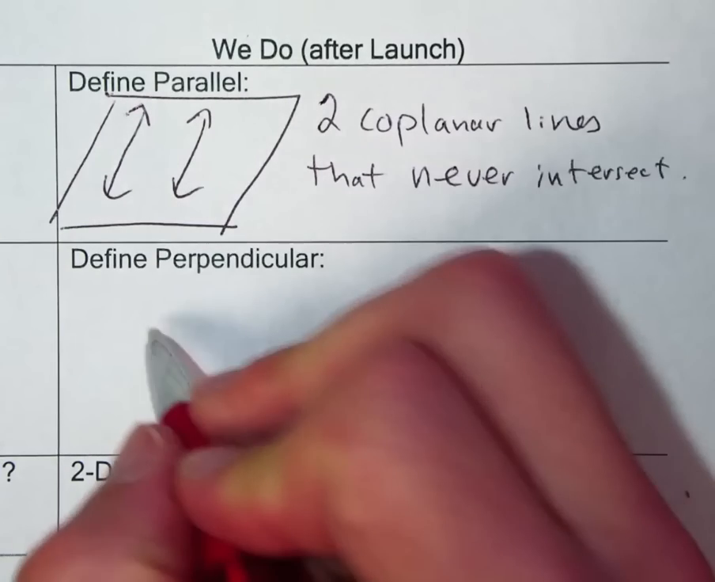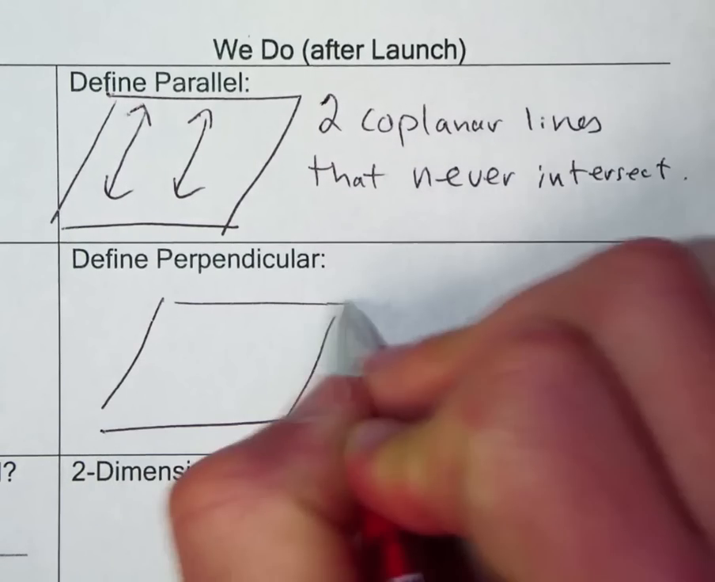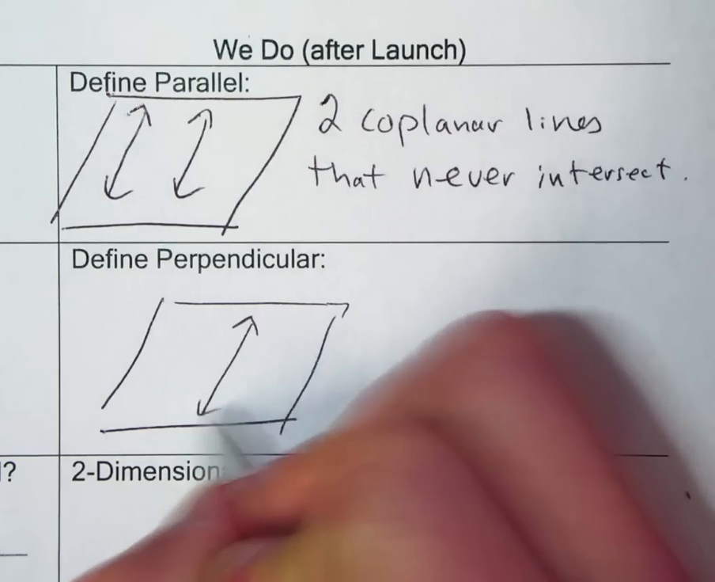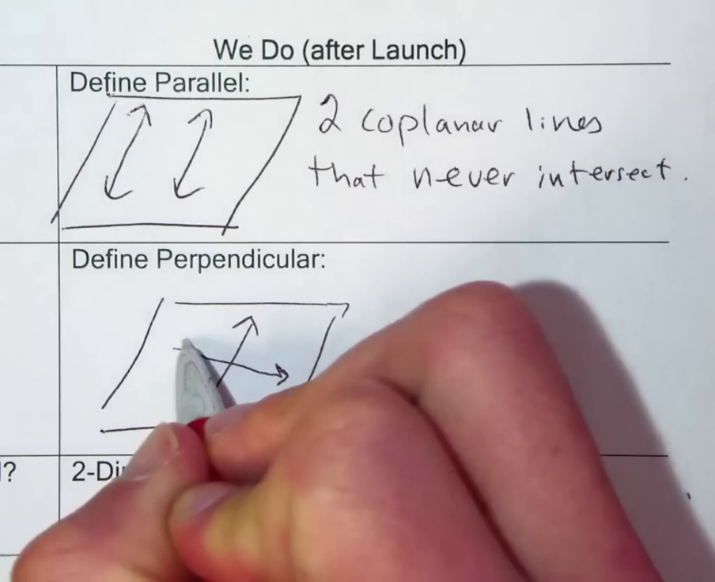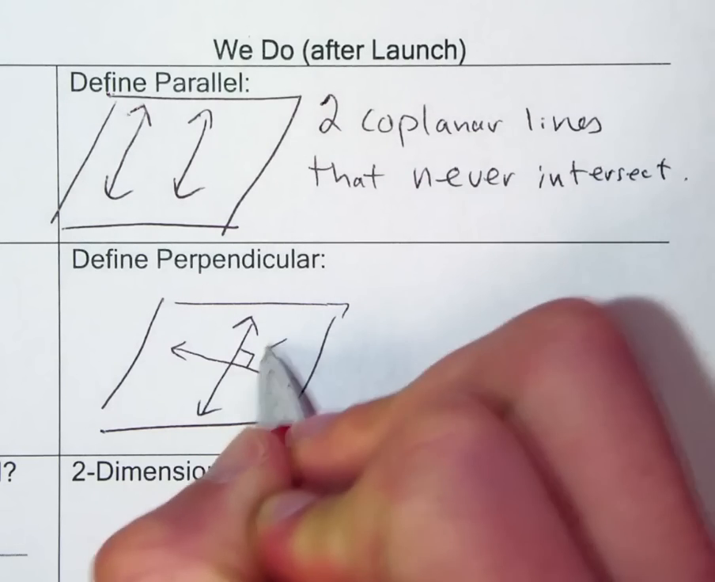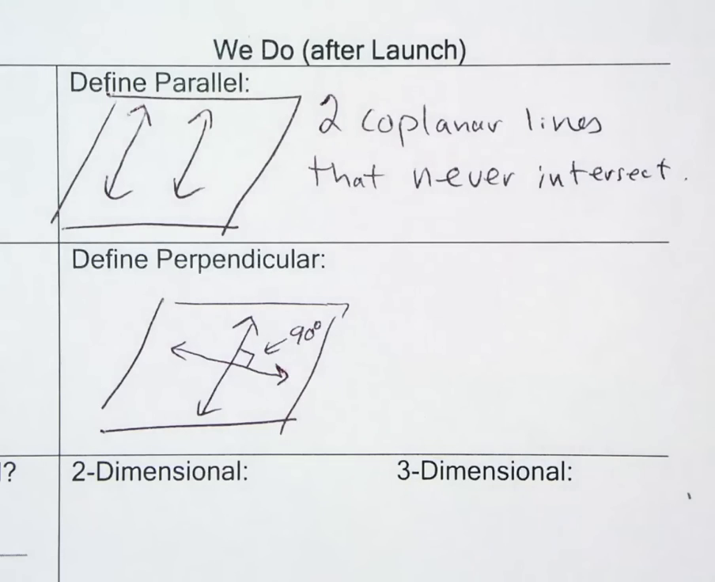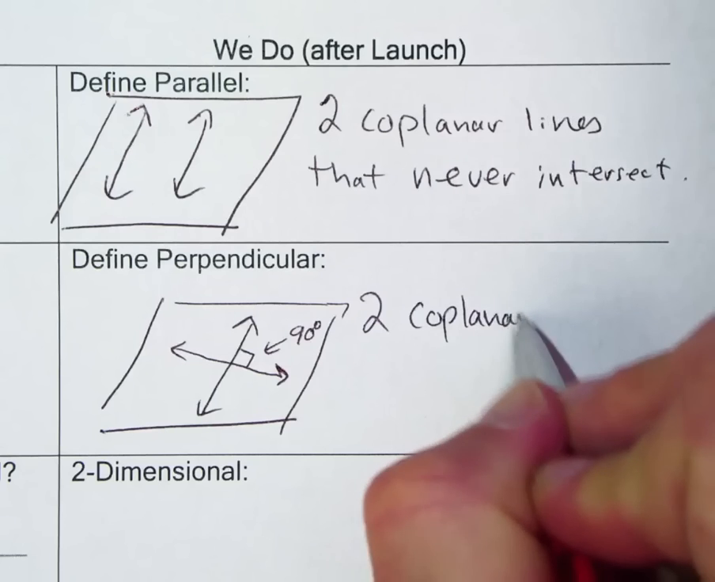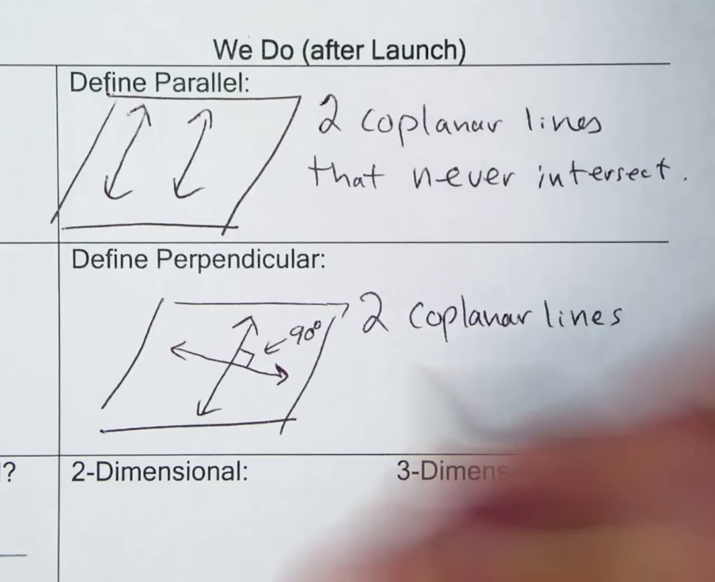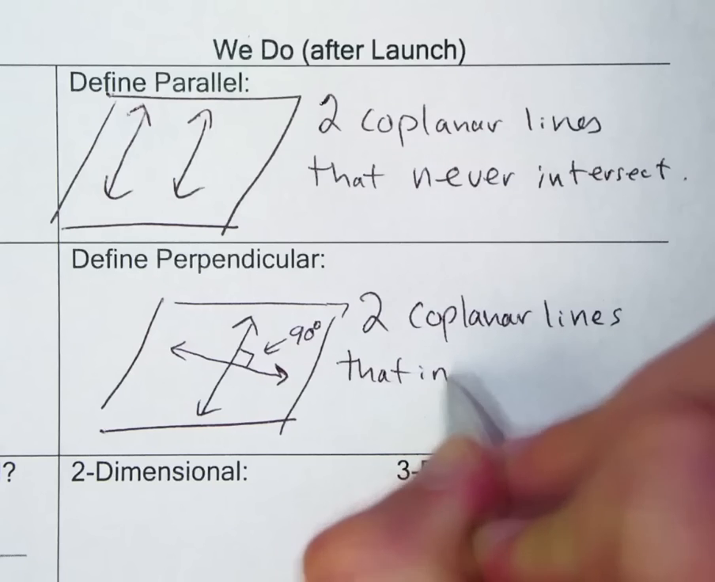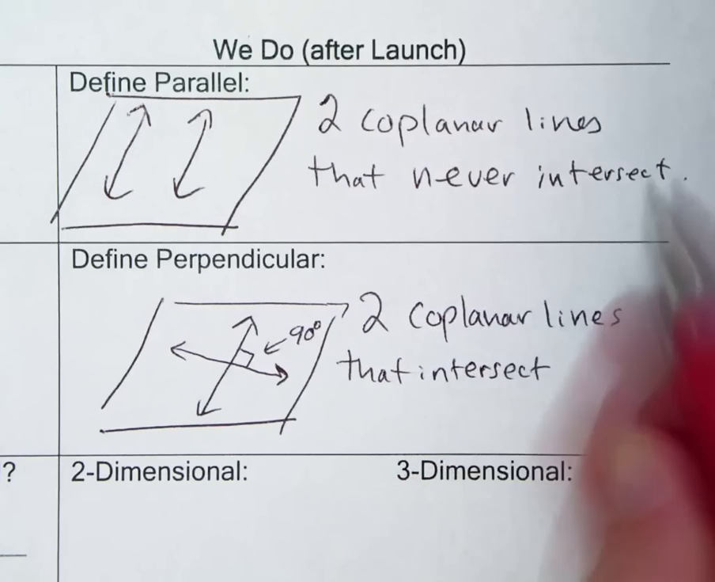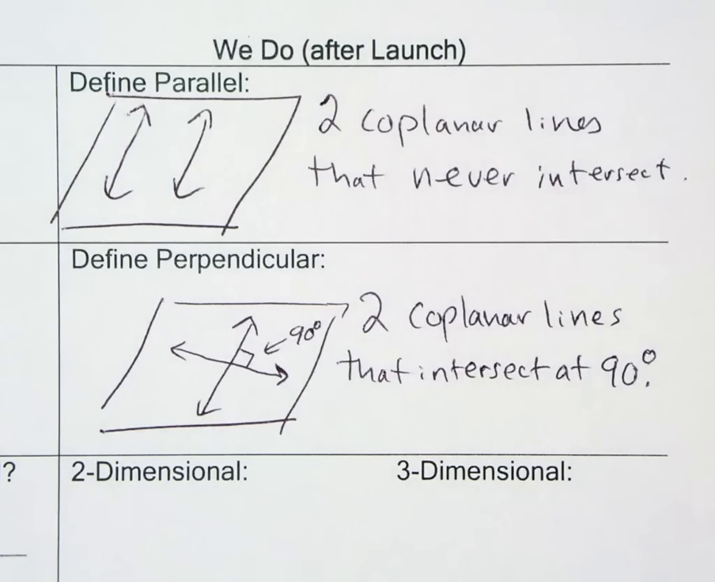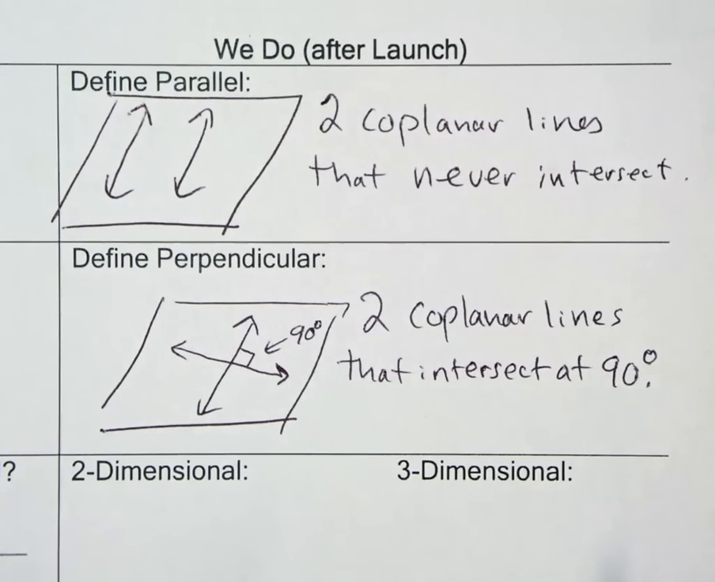Now perpendicular, they're going to be in the same plane as well. However, they intersect at 90 degrees. Same idea. There we go. Coplanar is the key here.